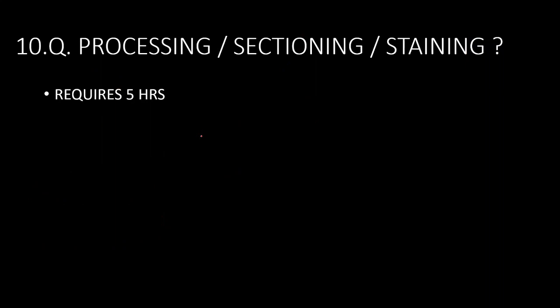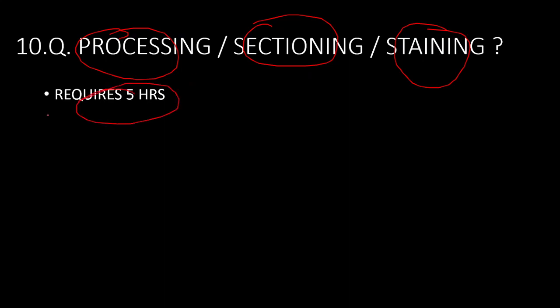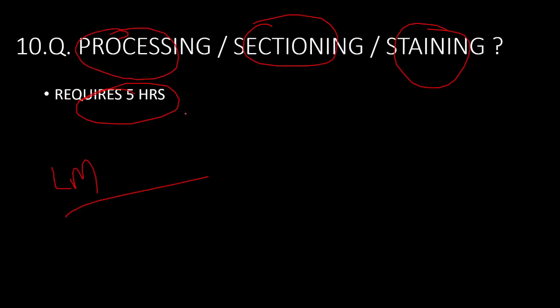With respect to the first question, what are the steps involved if the biopsy sample is sent to the pathology lab? What are the steps the pathologist will do? The pathologist will do processing, then they will do sectioning, then they will do staining. On an average, it requires around 5 hours for light microscopy. For immunofluorescence, it might average 2 to 6 hours. For electron microscopy, to complete this, it might take 2 days also.